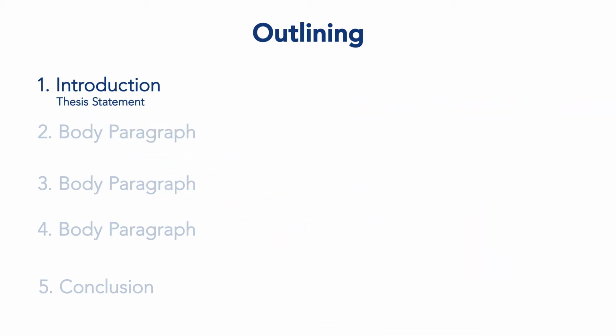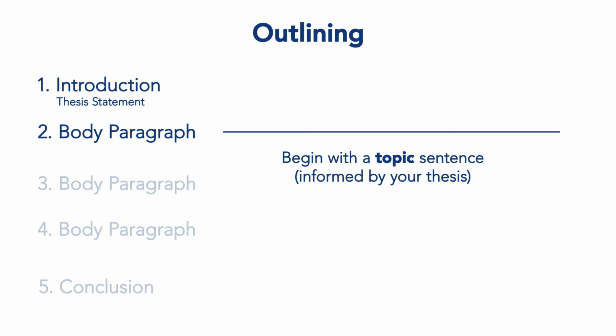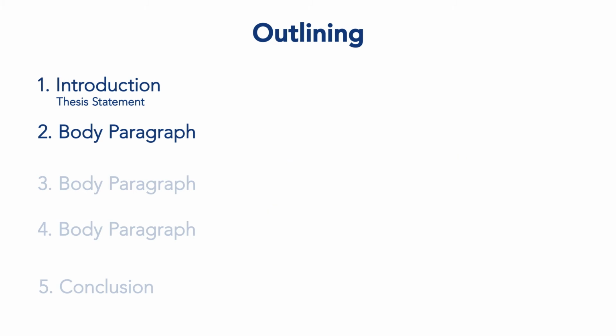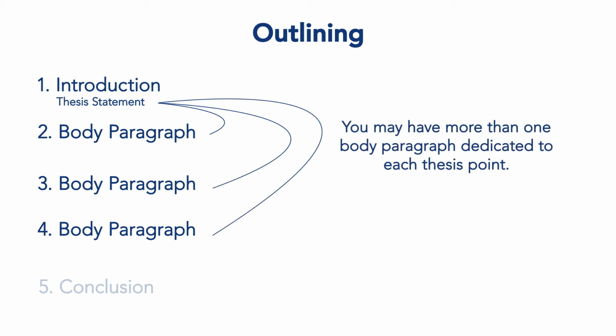Moving on from the introduction, we get into our first body paragraph. These will start out with a topic sentence that addresses one of the main points of your thesis. Continue on to provide support and research, and an explanation of how this information you provided links back to your thesis. This structure will be maintained throughout the remainder of your essay's body paragraphs, and you may have more than one paragraph dedicated to one thesis point.